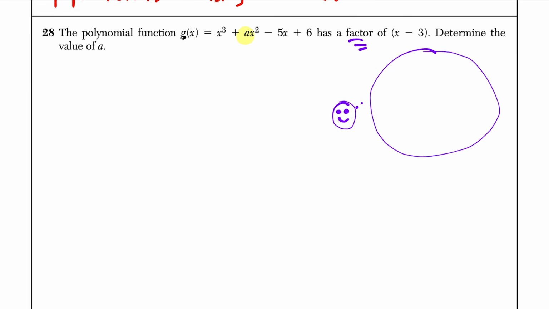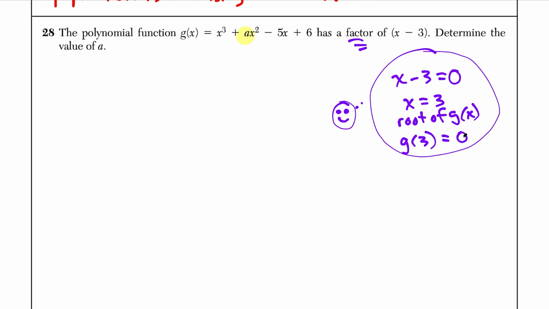So I think about if I wanted to find the roots of g of x, I would factor this entire expression, and one of the factors is x minus 3, and then I would set each of the factors equal to 0. So if I know one factor is x minus 3, I set it equal to 0, and that tells me that when we solve, x equals 3 is a root. So this is a root of g of x. And now think about, what does it mean for a value of x to be a root? That means when you plug it into the function, you're going to get 0 as an output.